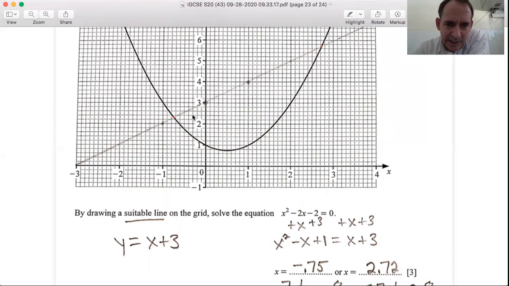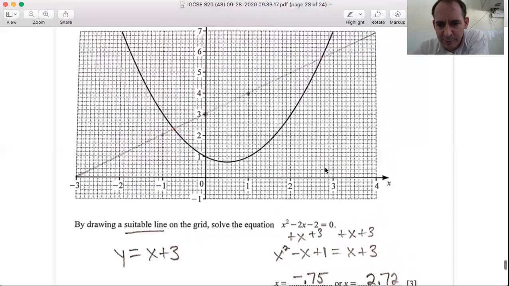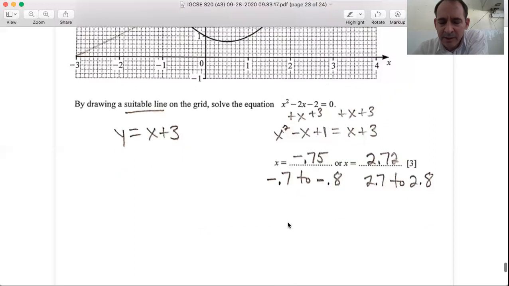Notice these little red marks I put on it. That is the intersecting point. That also happens to be your answer to this equation. And it intersects, and I put a negative 0.75. For this one over here, I put 2.72. Notice they give you a window of acceptable answers, and mine are within both windows. So those are good answers.